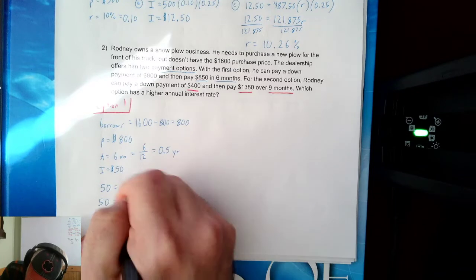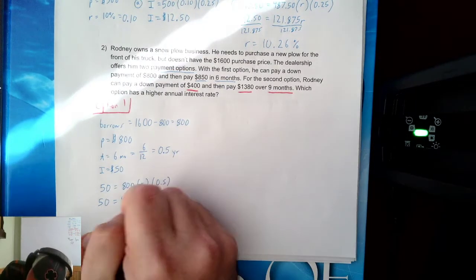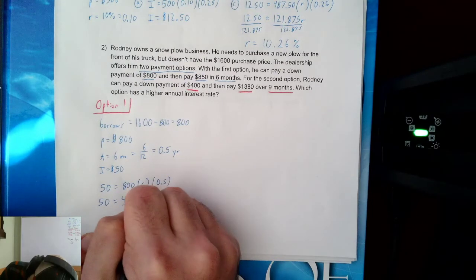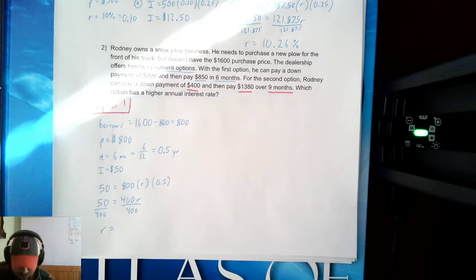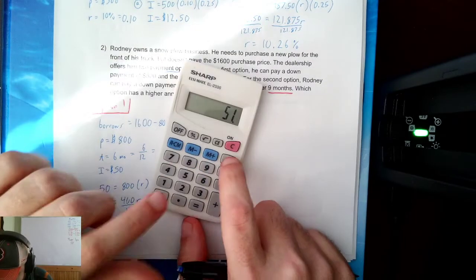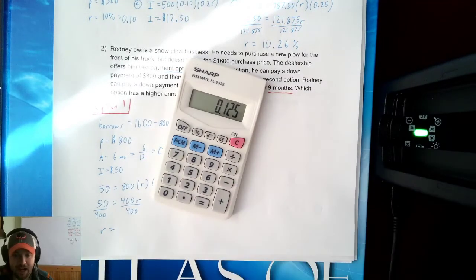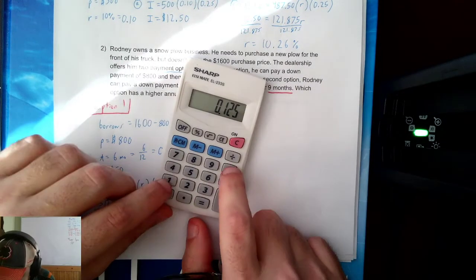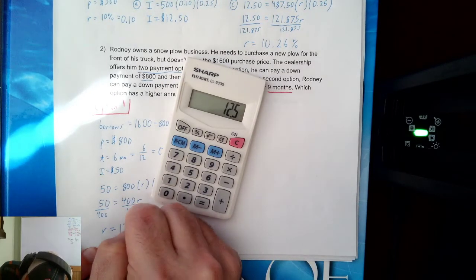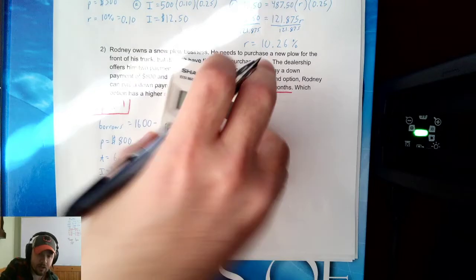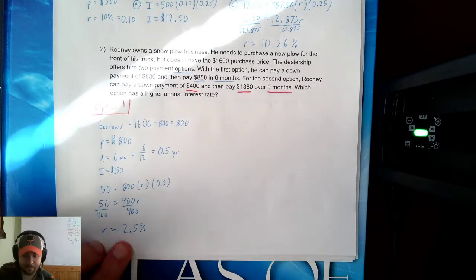Well, rearranging on the right gives me 400R. Dividing by 400 on both sides gives me a rate equals 50 divided by 400. That's the decimal, though, but I want the interest rate, so I need to make it a percent. Times by 100 to make it 12.5%. Option 1 has a 12.5% interest rate.